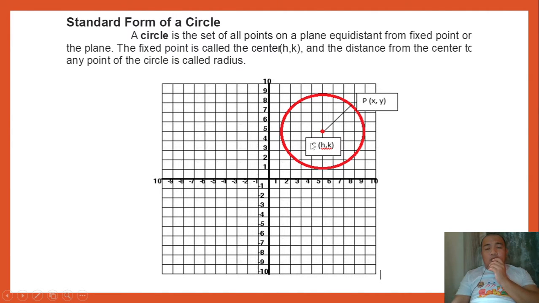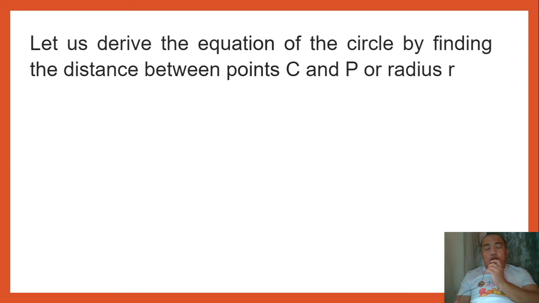So the center of the circle has coordinates (h, k), right? And for any point on the circle, we have (x, y), and the distance from the center to any point on the circle is what we call the radius. So this is the radius, and you know that twice the radius is the diameter. Okay, so let us now derive the equation of the circle by finding the distance between point C and P, or the radius r.